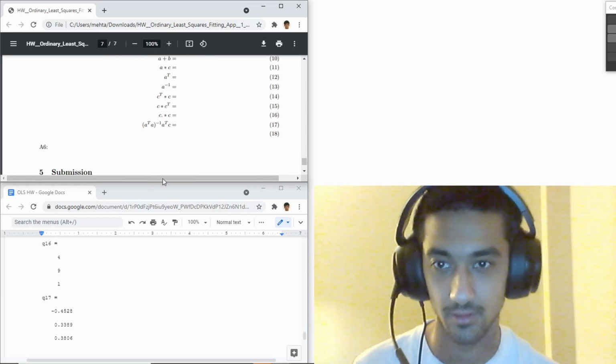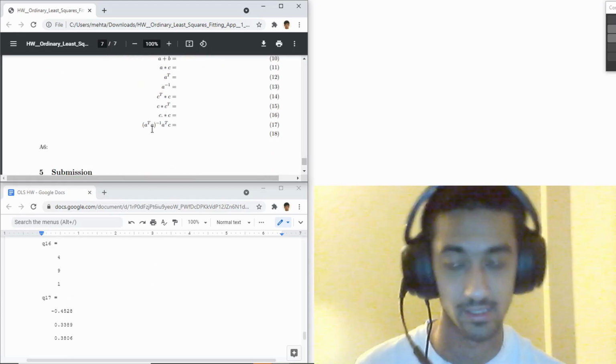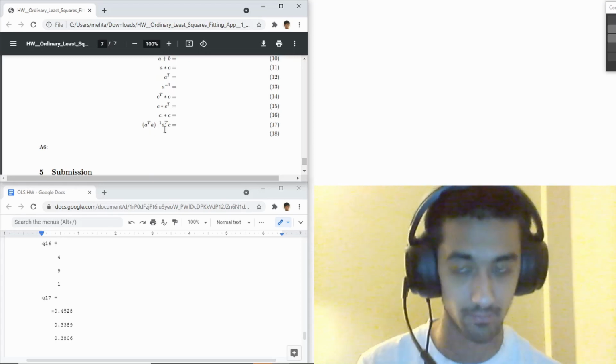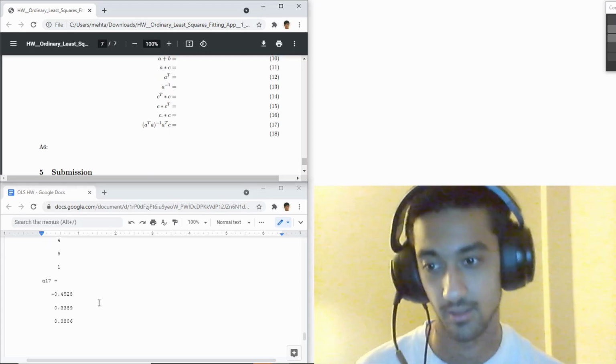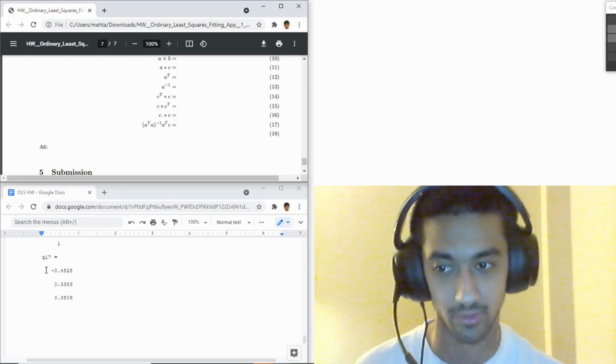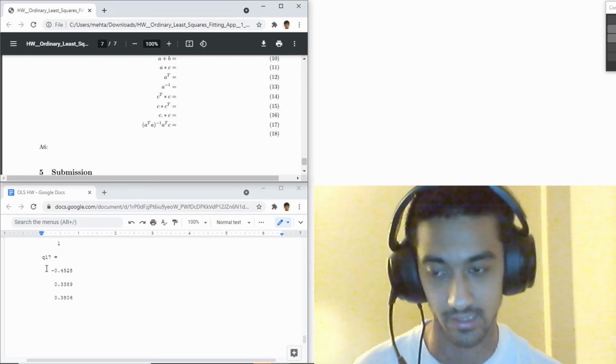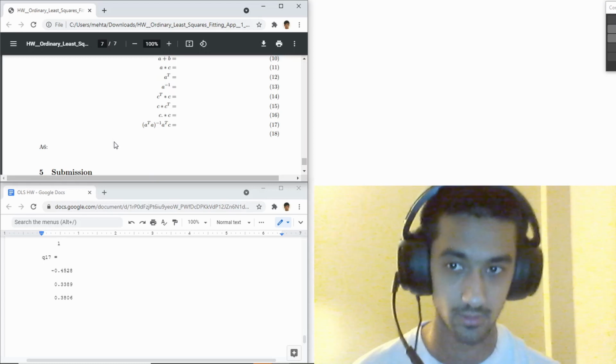Number 17 is A transpose times A, whole inverted, multiplied by A transposed multiplied by C, and that is this: 0.4528, and then 0.3389, and then 0.3806.